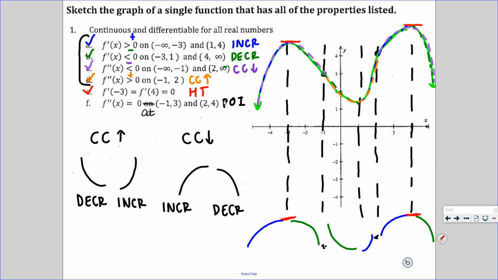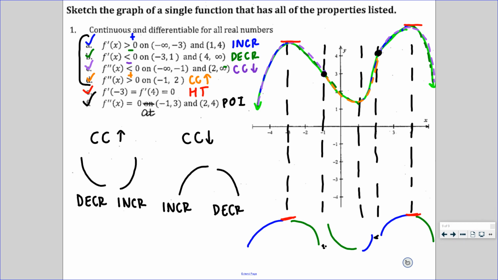Does it look like I have a point of inflection, my concavity changes, at -1, 3 and at 2, 4? Let's take a look. 2, 4, my sketch maybe isn't the best. Again, it's just a sketch. You don't have to know exactly. Yep, it does. All right, so that's how I tackle those problems. And you have 3 more to practice.